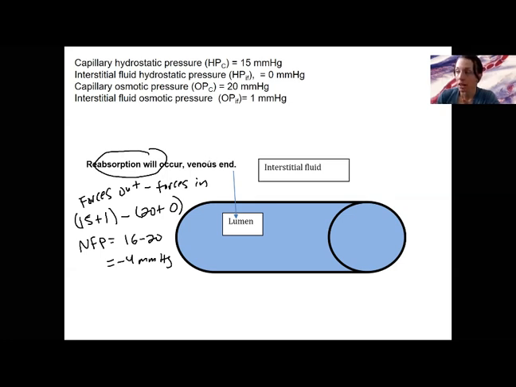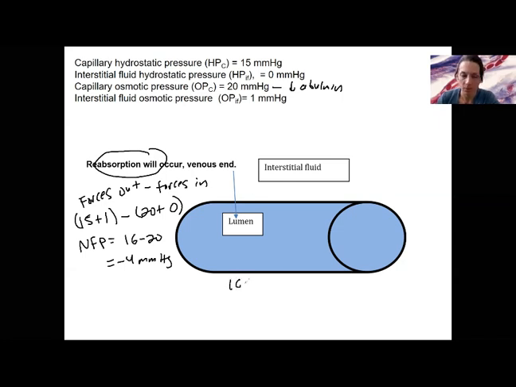Nice, huh? If you altered serum albumin, what would that change? You would be decreasing, where do I have it up here? Capillary osmotic pressure if you decrease albumin. So let's say maybe now that's 16 instead of 20. What's that going to do?